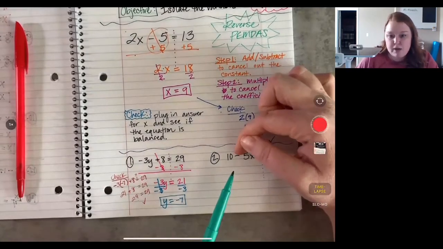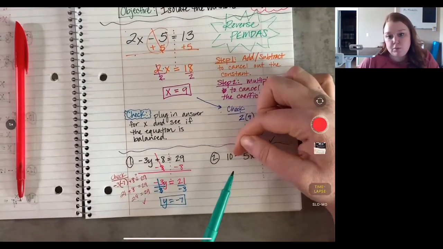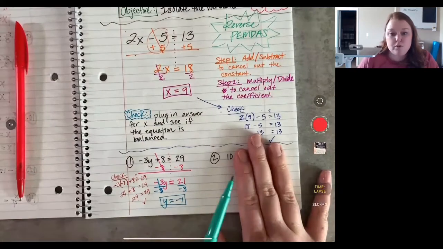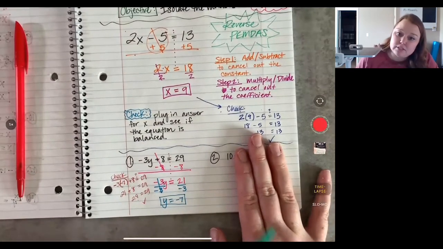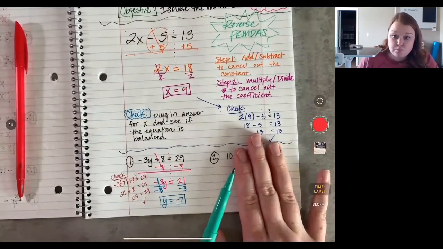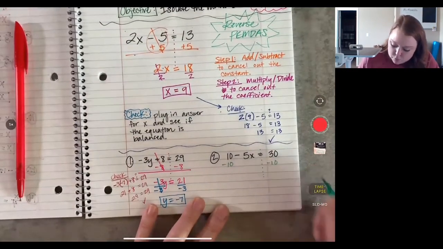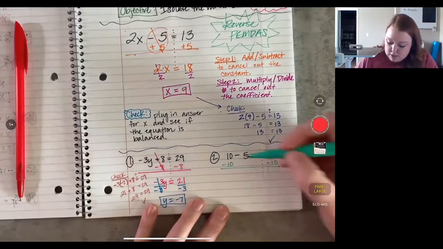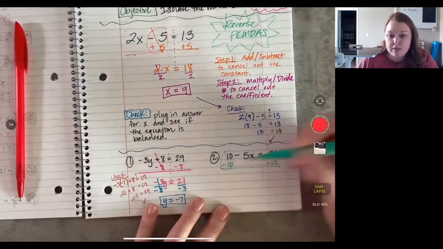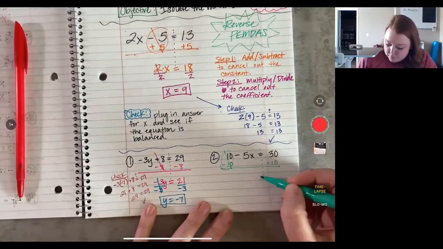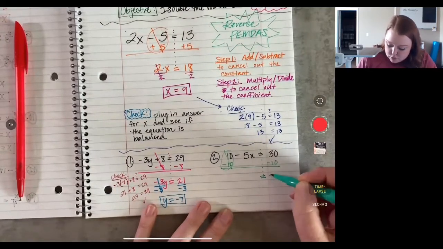Now, does this minus sign belong to the 10 or does it belong to the 5? It belongs to the 5. So we're working with a positive 10. How do you cancel out a positive 10? You subtract 10. So you need to subtract 10 on both sides. 10 minus 10 cancels to nothing. I don't even write 0. What's the point? Drop down my equal sign. 30 minus 10 is 20.